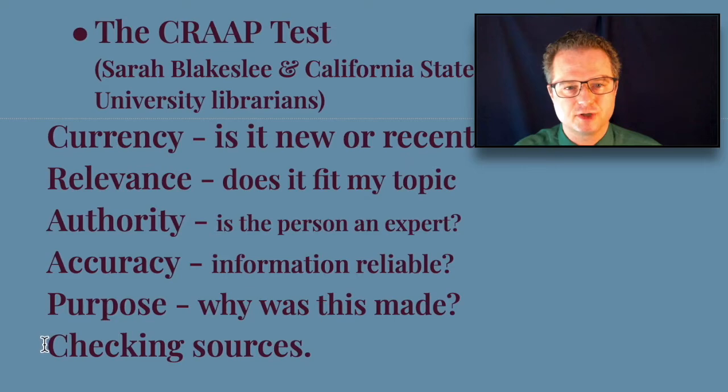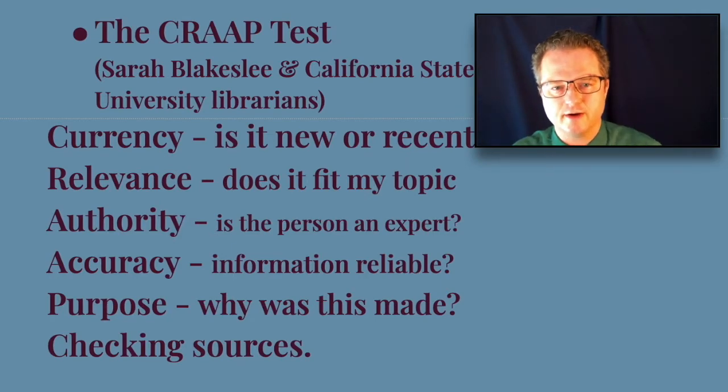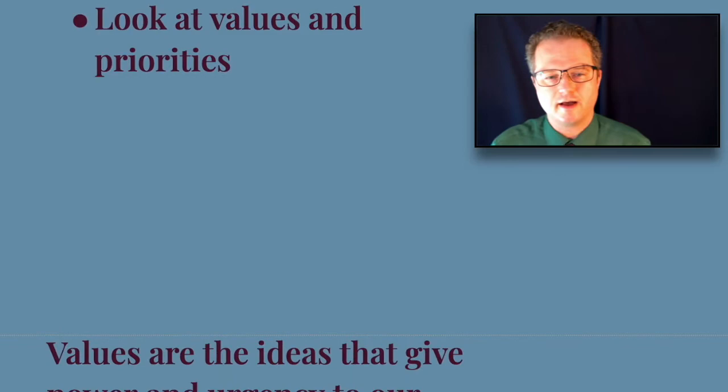These are methods for checking sources. This is a powerful tool because we should never automatically trust any source that we find, even if it's in a university library. And that's the CRAAP test. Now, the next thing we're going to talk about here is checking values.